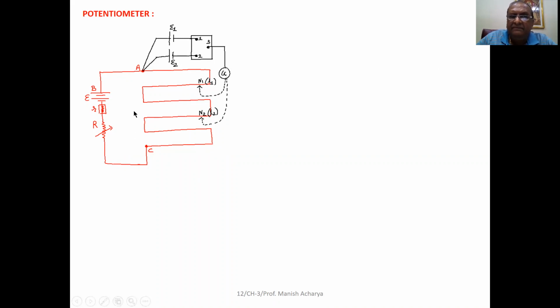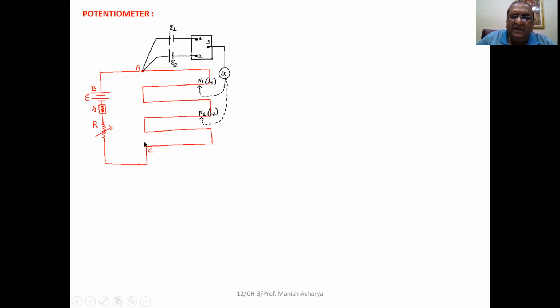Now see the figure. Here, this red circuit given to you, that is the potentiometer circuit. In potentiometer circuit, between A and C, the long wire is connected. This long wire, that is of the length 200, 300, 400, 500, 600 centimeter, as per convenience. Okay, it is mounted on the plank.